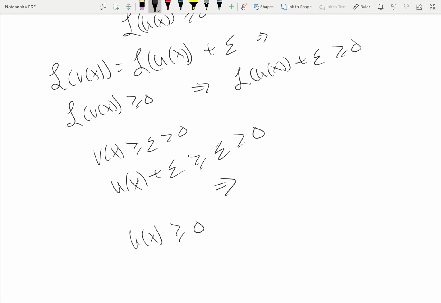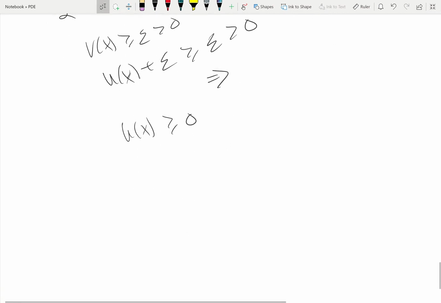Kind of a weird way to prove it, but this just kind of finalizes that u of x is bigger than or equal to 0, but this doesn't necessarily prove that phi is bounded.